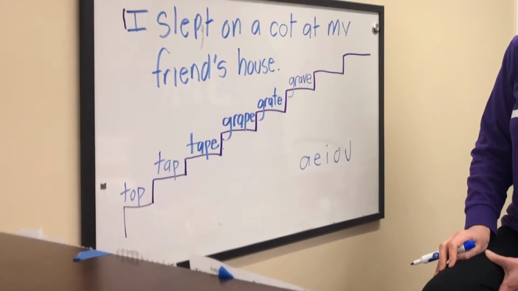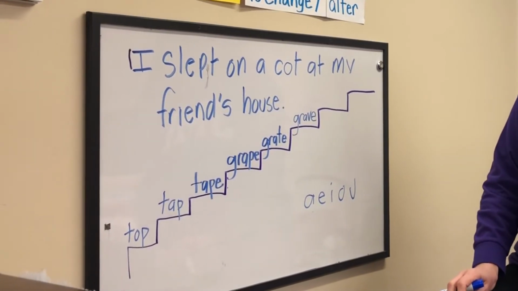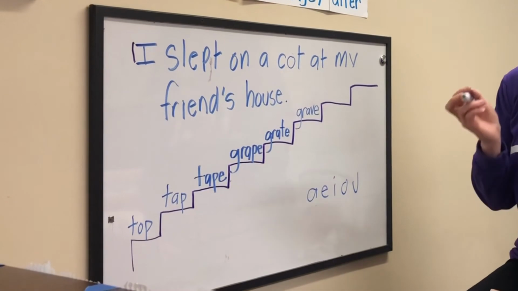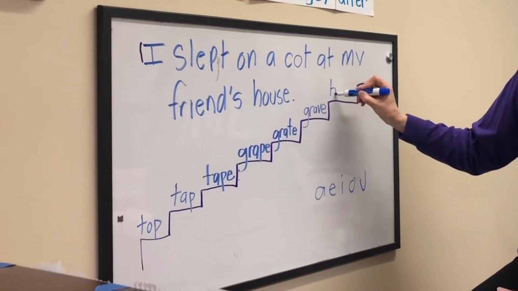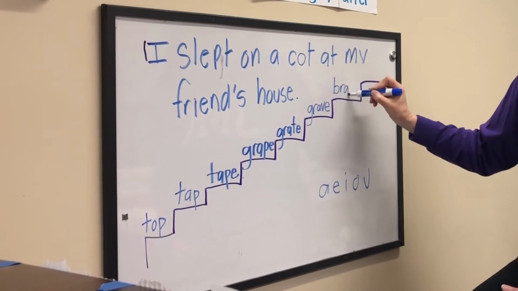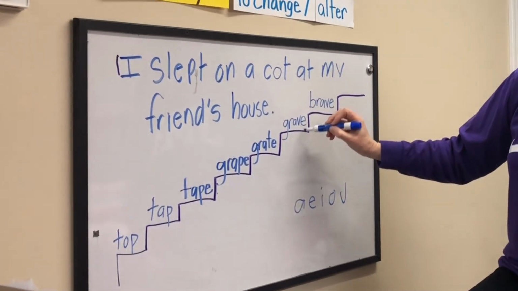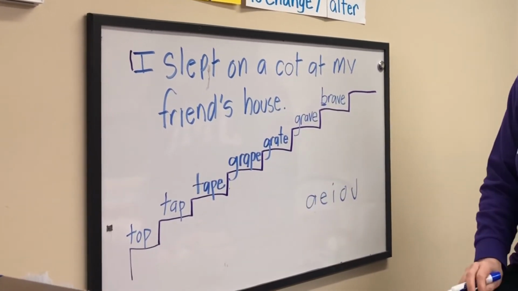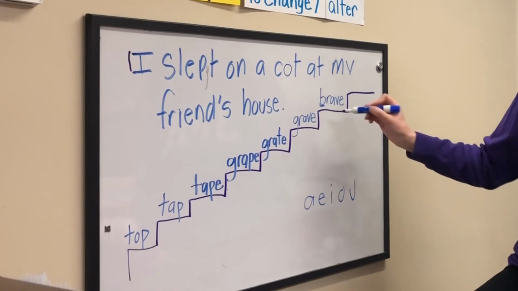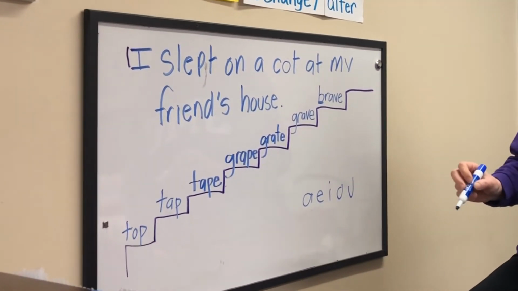Got myself into a pickle. It's getting a little tricky. Oh, I know. This is a word that describes all of you guys. You guys are so brave. So again, I modified the word grave, and I took out the G and replaced it with B, brave. You guys are really brave. You're always willing to try new things, which is amazing, and I love that about you guys.